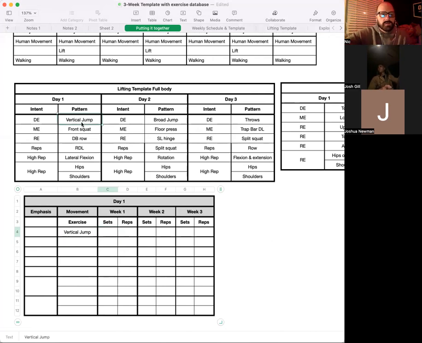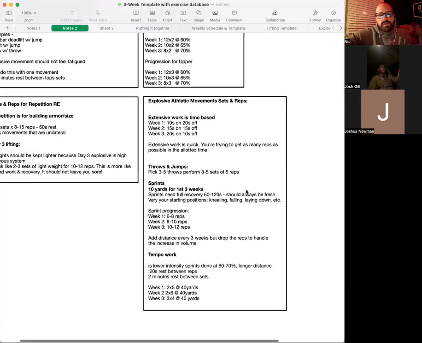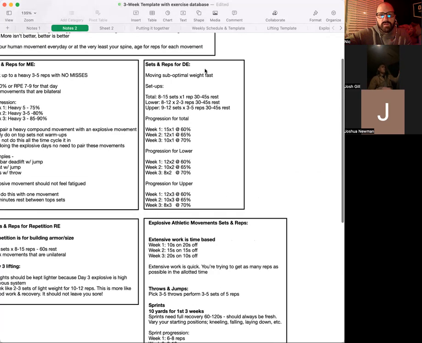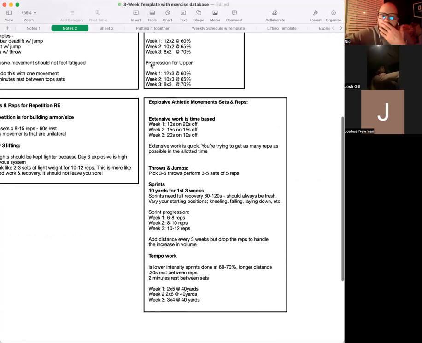Let's do a box jump. There's a couple ways for the athletic work, and I included it here in the template for if you're not going to do lifting dynamic effort work. I feel jumps, throws, and sprints are also dynamic effort. So for throws and jumps, we do 3 to 5 different throws, three to 5 sets of 5 reps. You can either do 3 to 5 jumps, or you can just do 1 jump.